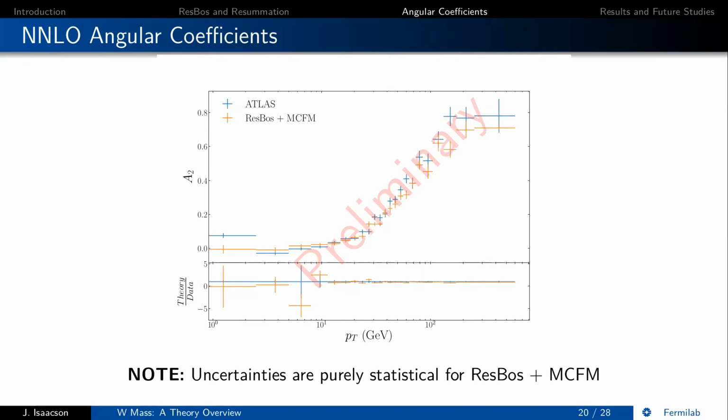You can then move to the A2 coefficient. And again, you can see that there's good agreement.